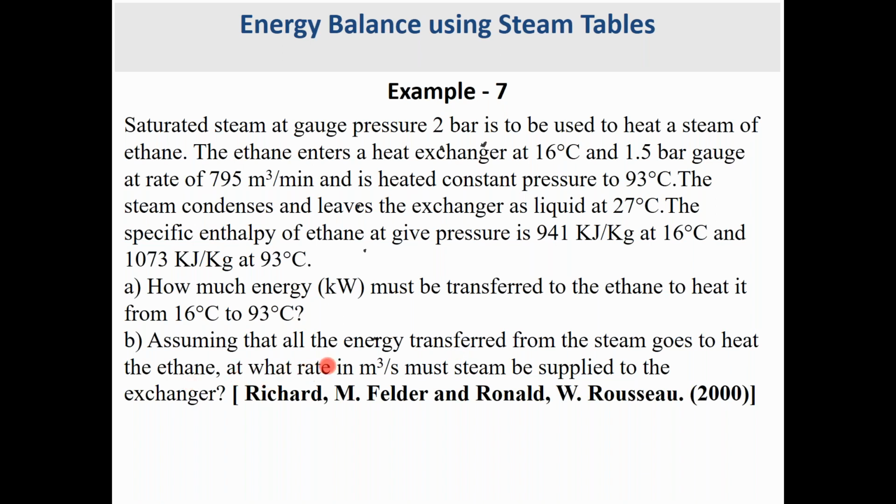So now they ask us to calculate at what rate, in meter cube per second, the steam must be supplied to the heat exchanger. So that is the assumption, that all the energy from the steam was transferred to the ethane, right? So how can you interpret this inside your calculation? Can you think about that?